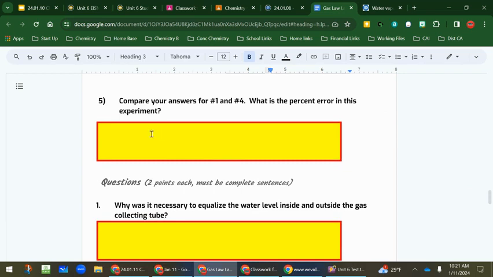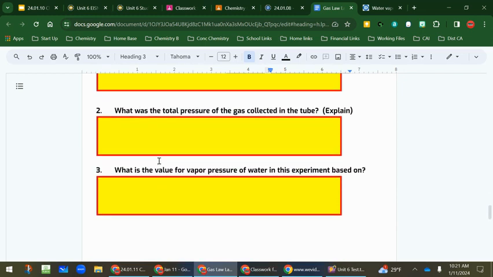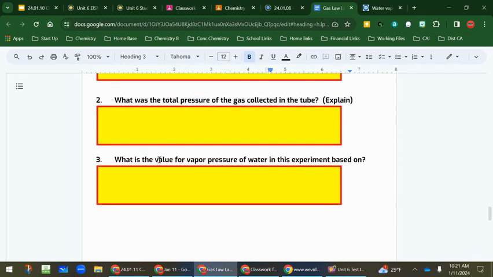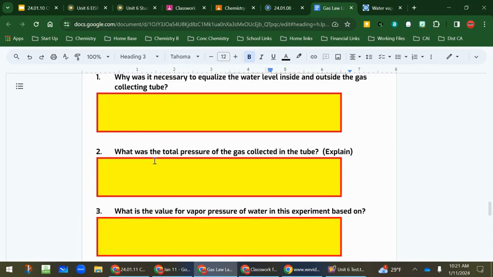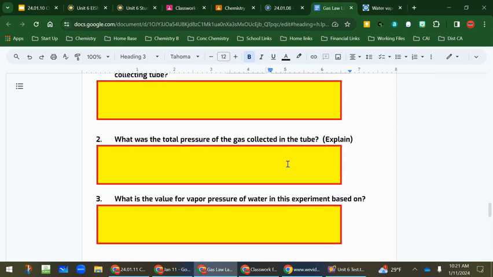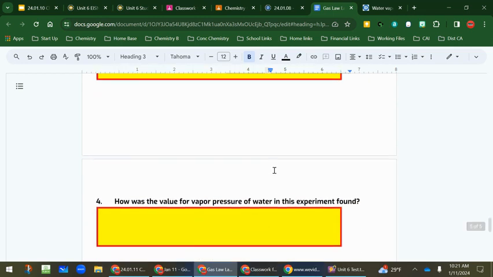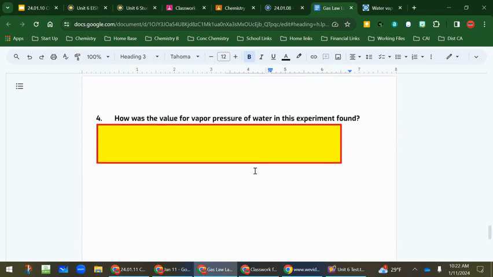I will show you how to do percent error tomorrow, ladies and gentlemen. It is a calculation that we can do. By the way, for these questions, for number 2, what is the total pressure of the gas collected in the tube? I do not want a number there. I want an explanation of what the total pressure is. Other than that, these should be fairly easy for you.